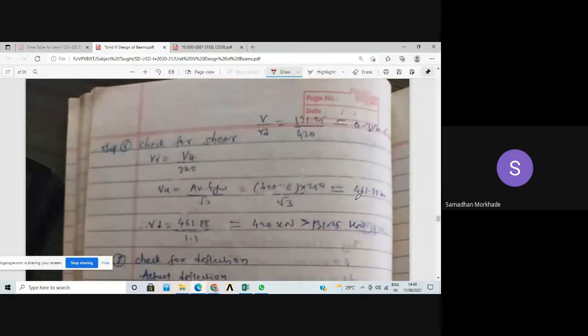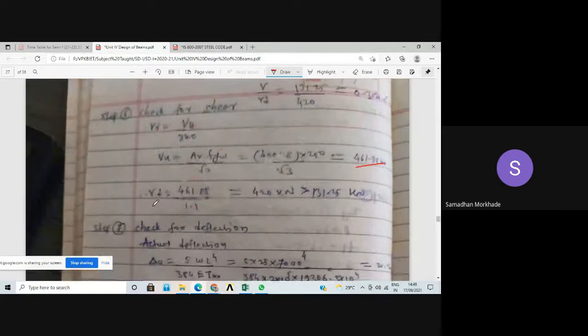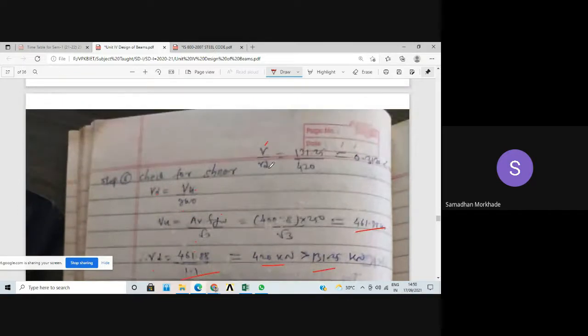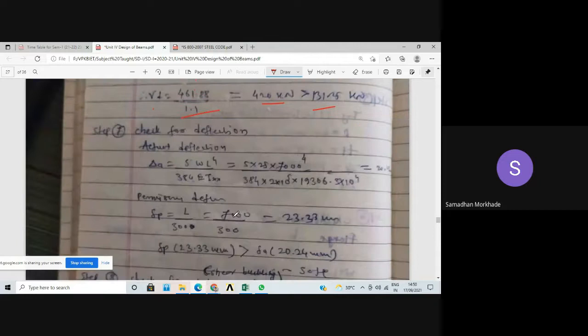It comes out to be 461, and design shear is equal to 461.88 divided by 1.1. It is 420, which is more than 131. So 420 is very high. Now actually shear is not the problem for the steel beam. In 99% of cases it is safe in shear. The problem is either deflection or bending moment. And V by Vd, actual shear force divided by design shear force, is 0.31, which is less than 0.6. So it is a case of low shear.